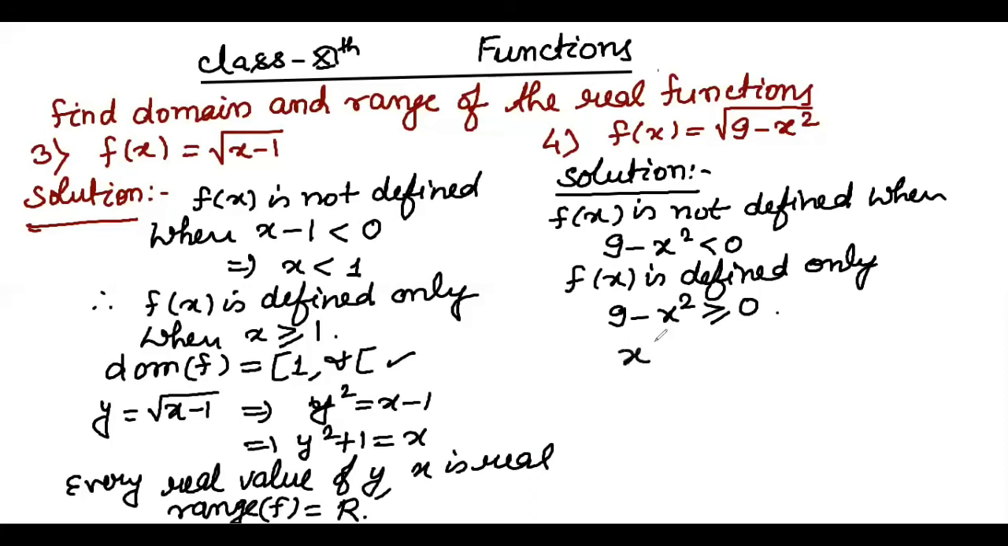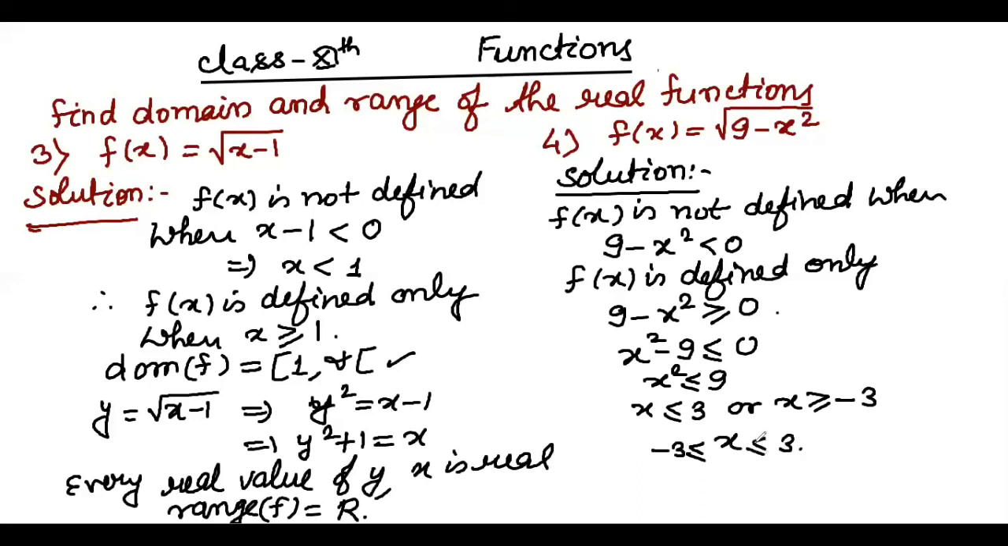So when we take 9 minus x square greater than or equal to 0, it is x square minus 9 less than or equal to 0, and x square less than or equal to 9. So we can write here x less than or equal to 3 and x greater than or equal to minus 3. So x is greater than or equal to minus 3 and less than or equal to 3. So x belongs to minus 3 to 3. So this is the domain value. The domain for the function is minus 3 to 3.